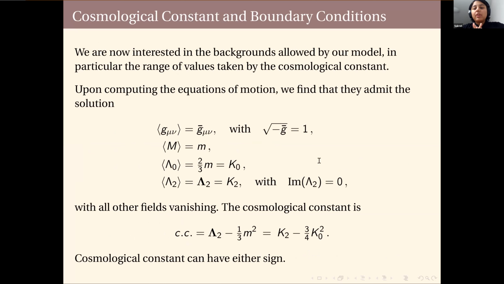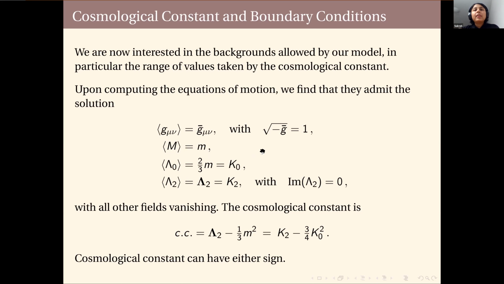So once we have the full Lagrangian, the natural thing to do is to compute the equations of motion and solve them. And we find that the equations of motion admit this set of solutions. Here, the vacuum expectation value of the metric g mu nu is represented by g mu nu bar. Then the vev of the scalar field capital M is given by small m. And these are the vevs of the components of the Lagrange multiplier. And all the other fields that are not shown here just vanish in the background.